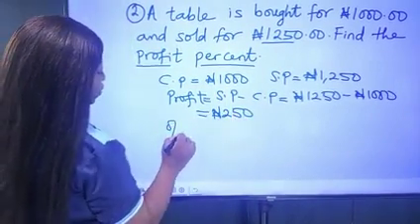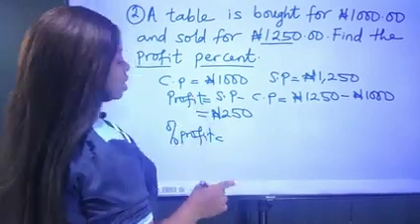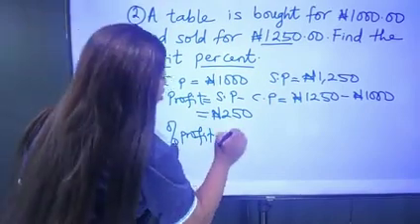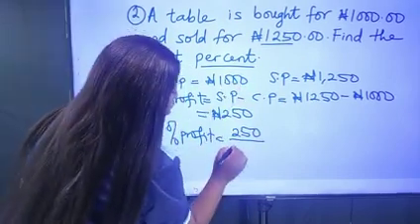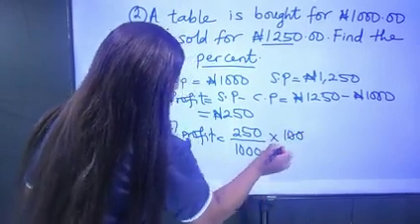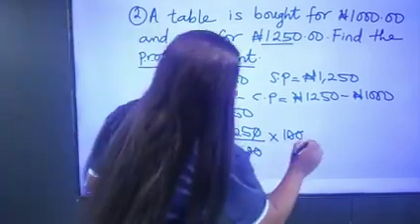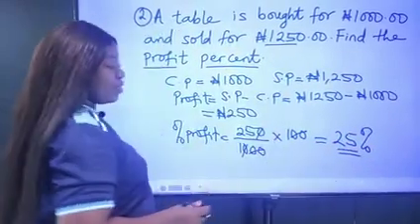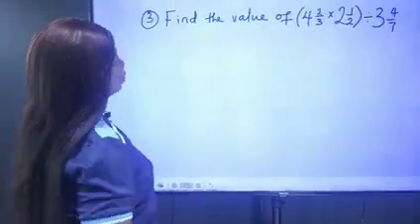Now the percentage profit, which is also known as profit percent, will be equal to the profit divided by the cost price multiplied by 100%. The profit is 250 naira divided by the cost price, which is 1,000 naira, times 100%. So 2 zeros cancel 2 zeros, 0 cancels 0, then we are left with 25. So our answer would be in percentage, so that is 25%. Anytime you're looking for profit percent or loss percent, your answer will be in percentage, so that's 25%.